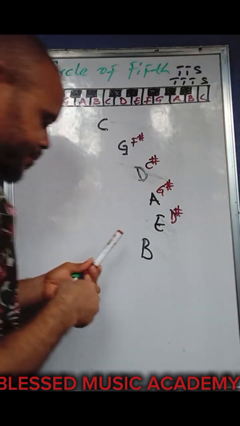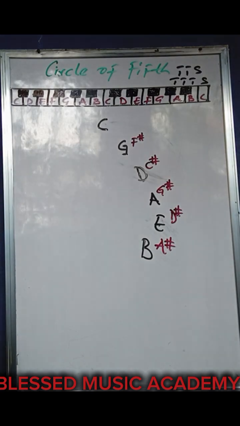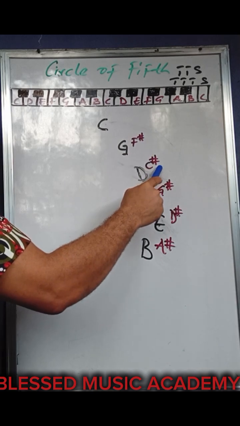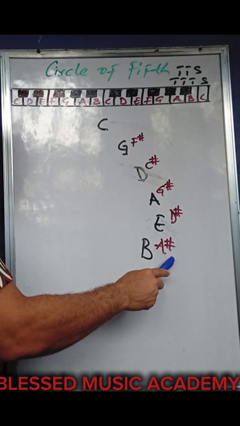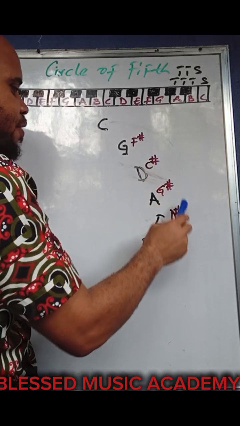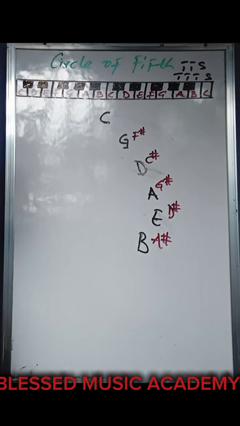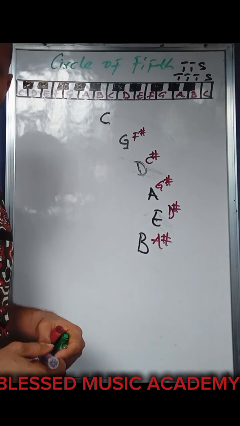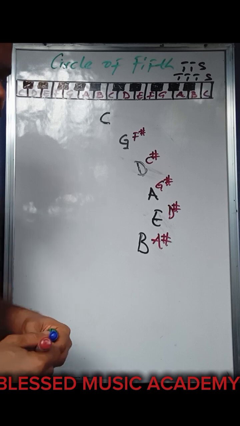You sharpen your A. Which means in the key of B, F is sharpened, C is sharpened, G is sharpened, D is sharpened, A is sharpened. That means we have 5 sharps in the key of B major. The next one after B will be F sharp major.